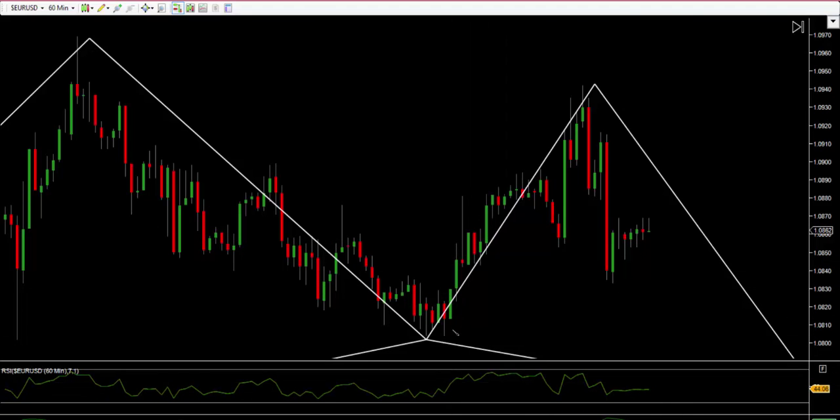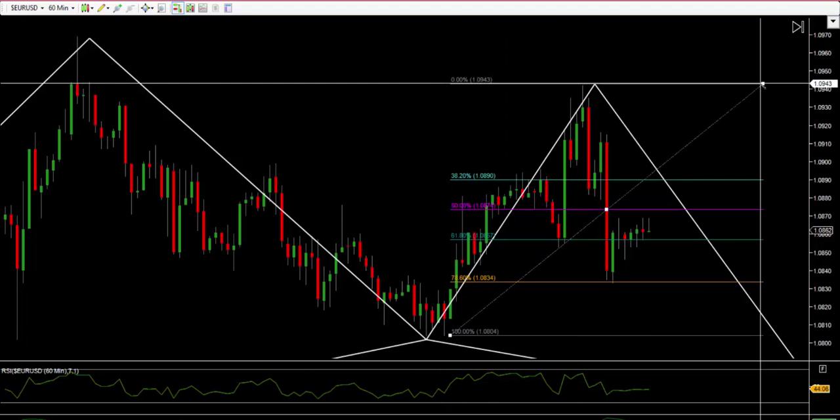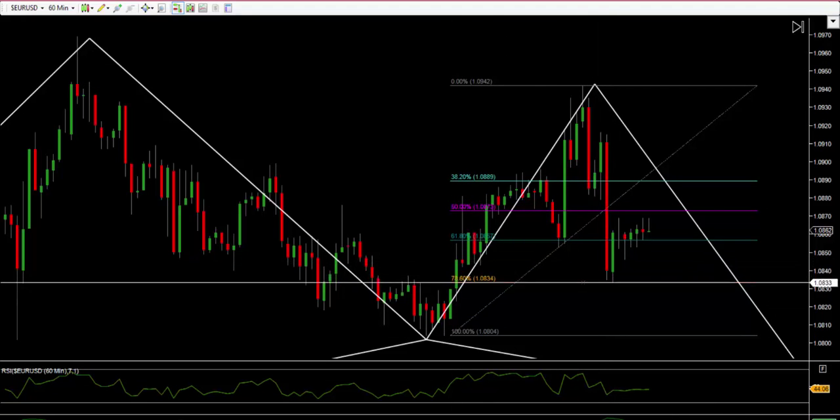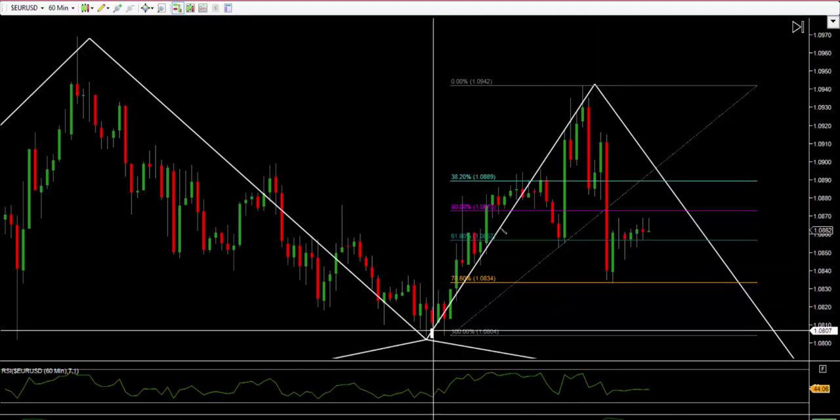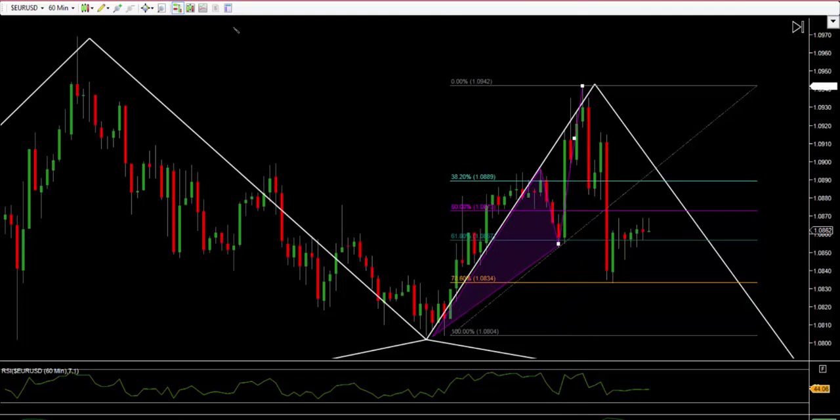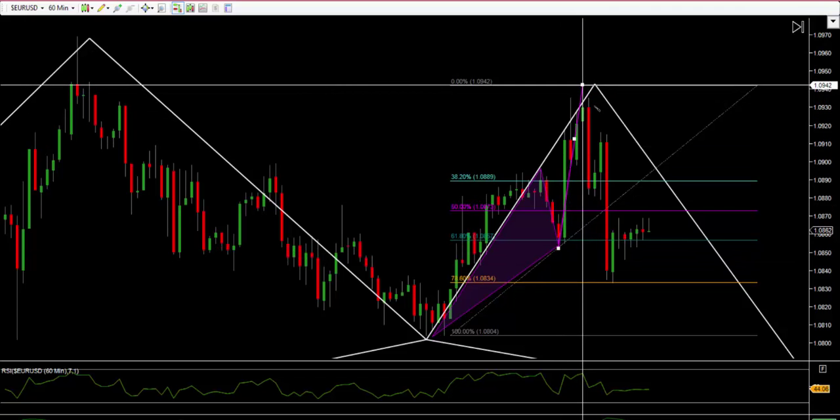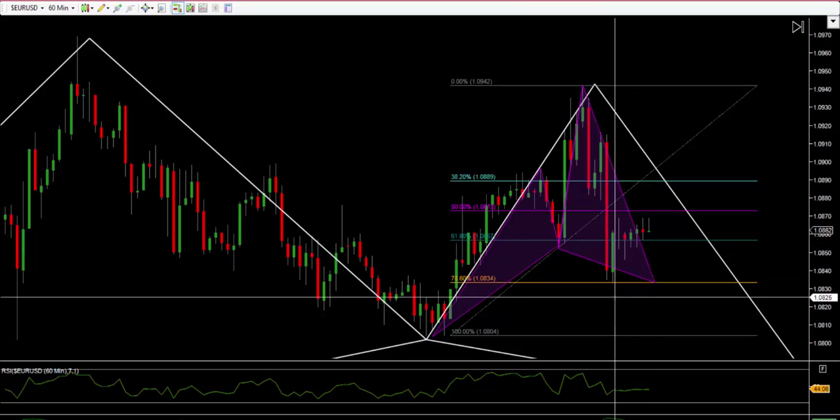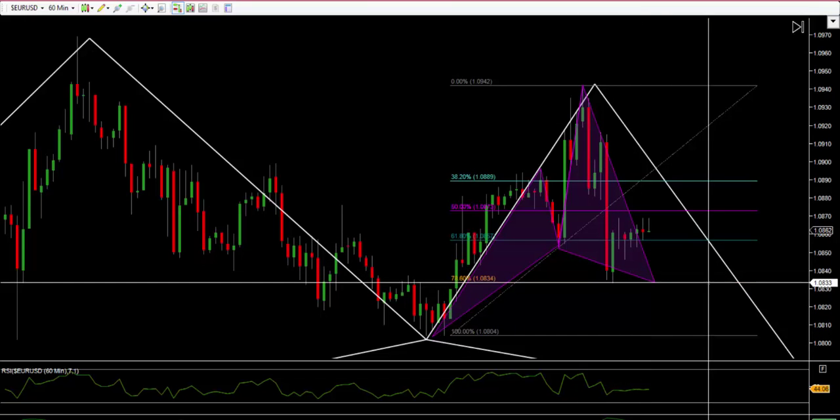So what we're looking for is another Fibonacci level of the whole move, the 0.786. That is going to give us our Cypher pattern completion: X to A, A to B, B to C, and C to D, back down. It's already completed. Right, I apologise about that.